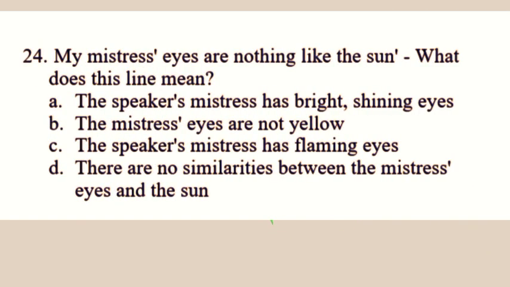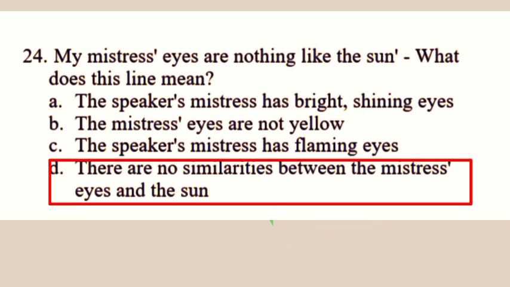Question number 24. What does the line, My Mistress's Eyes Are Nothing Like the Sun, mean? The options are A, the speaker's mistress has bright shining eyes. B, the mistress's eyes are not yellow. C, the speaker's mistress has flaming eyes. And D, there are no similarities between the mistress's eyes and the sun. The right answer is option D. My mistress's eyes are nothing like the sun means there are no similarities between the mistress's eyes and that of the sun.